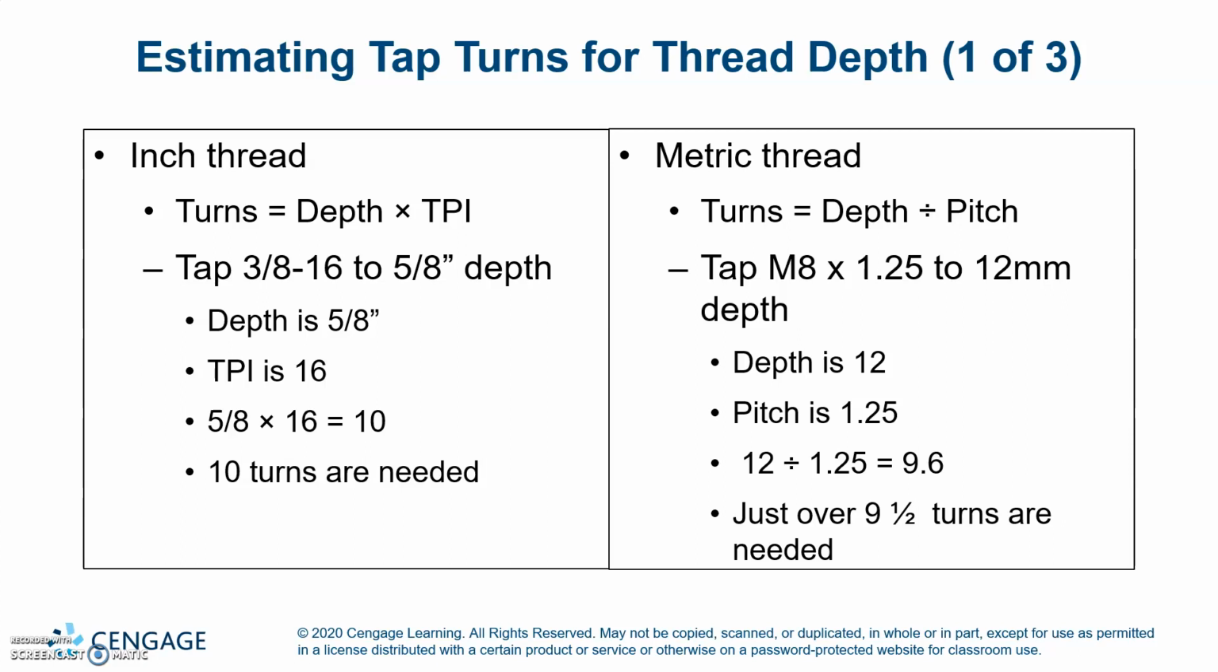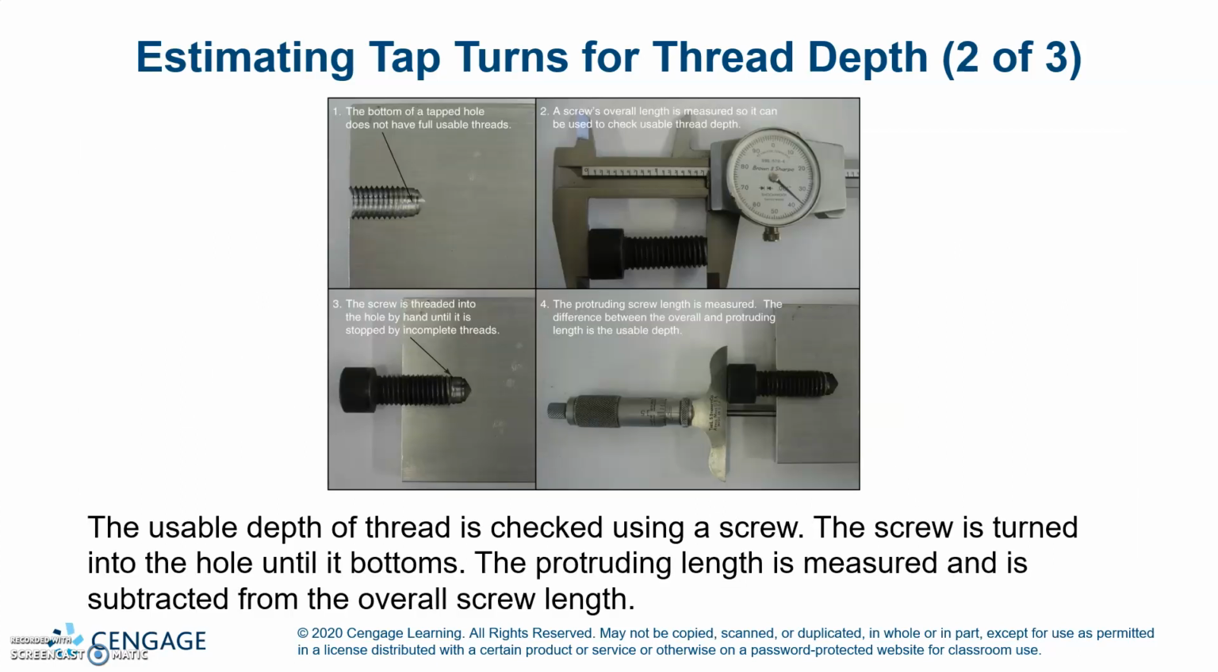A tap is M8 by 1.25 to 12 millimeters deep. The depth is 12, the pitch is 1.25, so 12 divided by 1.25 is 9.6. Just over 9.5 turns are needed. The usable depth of a thread is checked by using a screw.